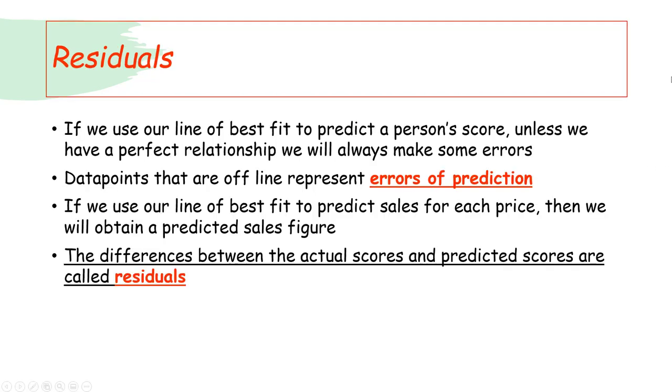I mentioned errors and residuals. If we use our line of best fit to predict a person's scores, unless we have a perfect relationship, we'll always have some errors. Data points off the line represent the errors of prediction. So as I said, we've got the predictor line, and you've got your data points at a certain distance away from the line. That marks your error of prediction. If we were doing a sales comparison and used our line of best fit to predict sales for each price, we would obtain a predicted sales figure. The difference between actual scores and predicted scores is called the residuals. So the predicted is the line, the actual is the dots around the line, and the distance between them, as I said before, are the error residuals.